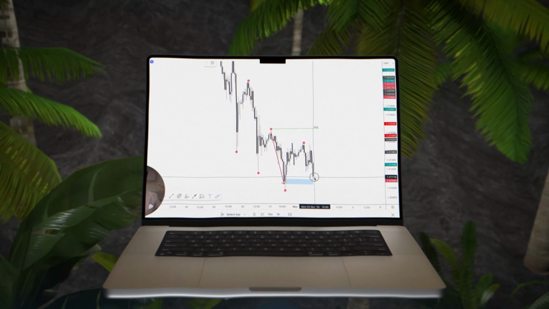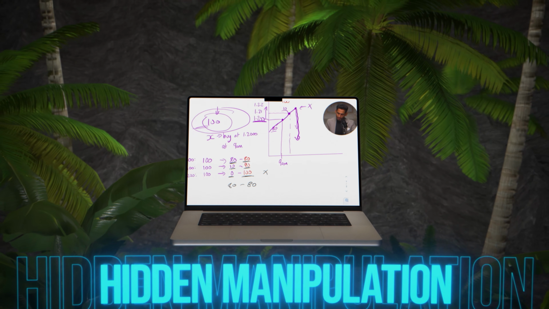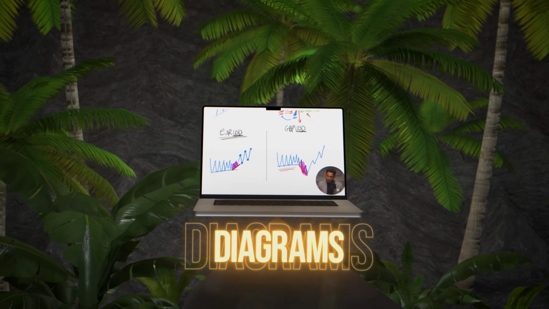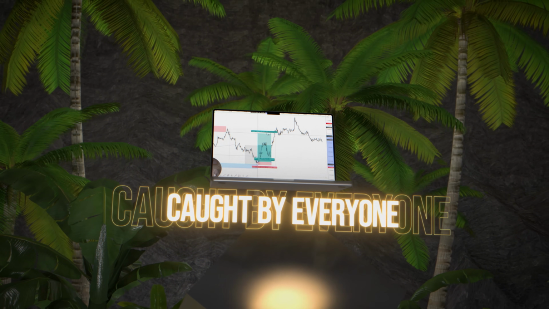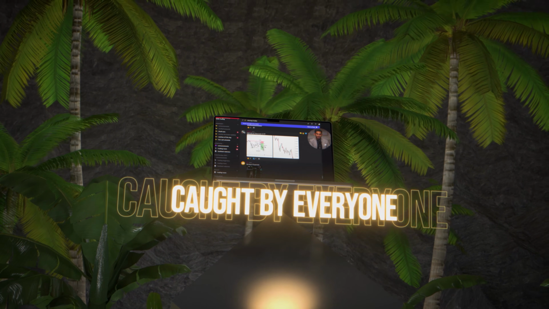And today I'm going to be walking through exactly this hidden manipulation that happens every single day, where I'm going to be teaching you through diagrams, and then I'm going to be sharing with you a real live trade from today, nothing cherry picked, something that I caught and dozens of my members caught alongside me.